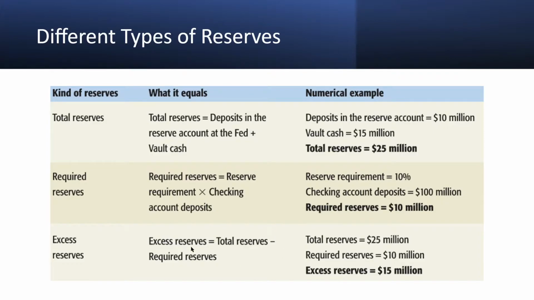Okay. Your excess reserves are your total reserves subtracted by your required reserves. Now we already figured out our total reserves, 25 million. We know what our required reserves are, 10 million. And so we know that our excess reserves total $15 million.